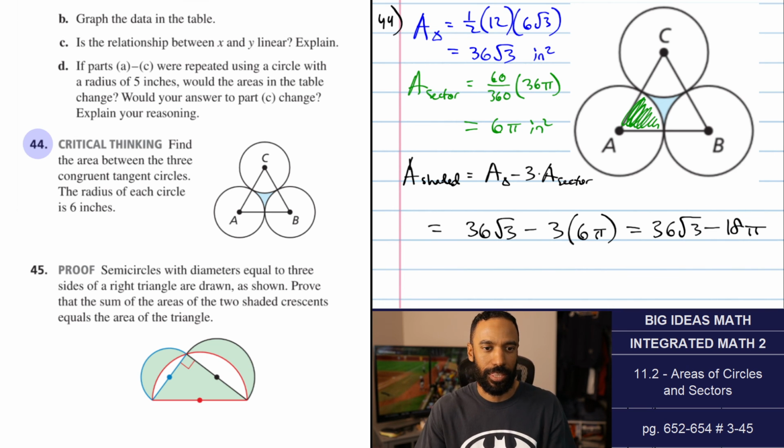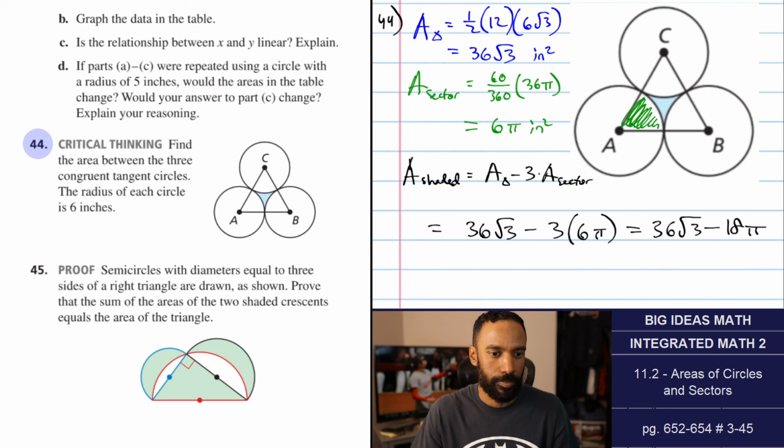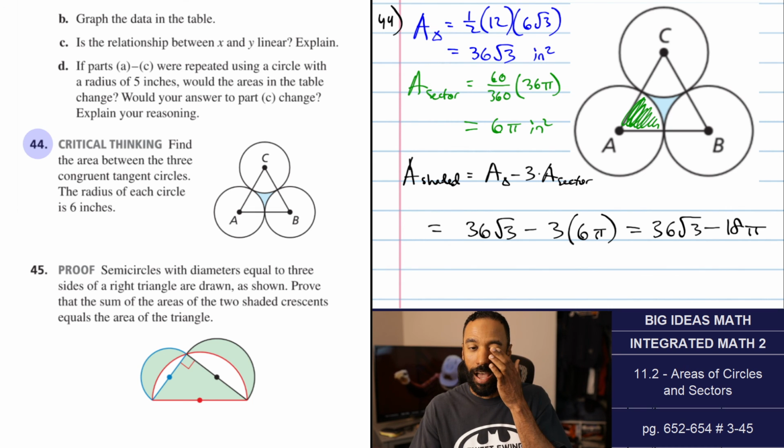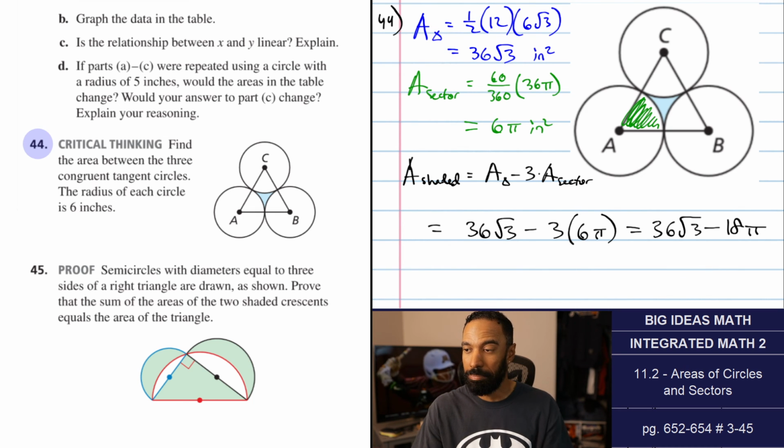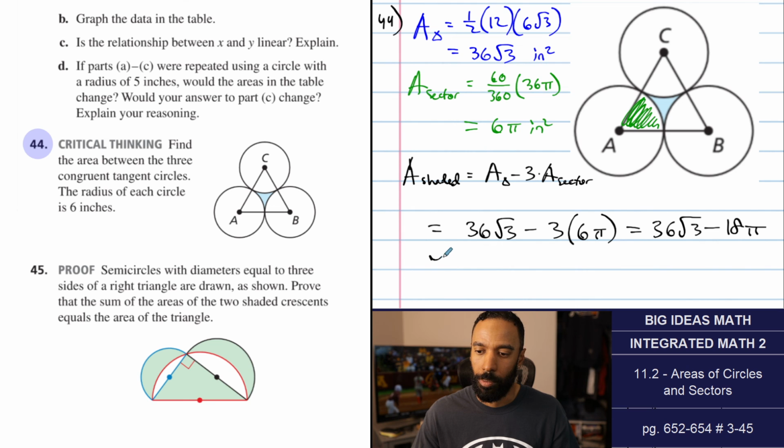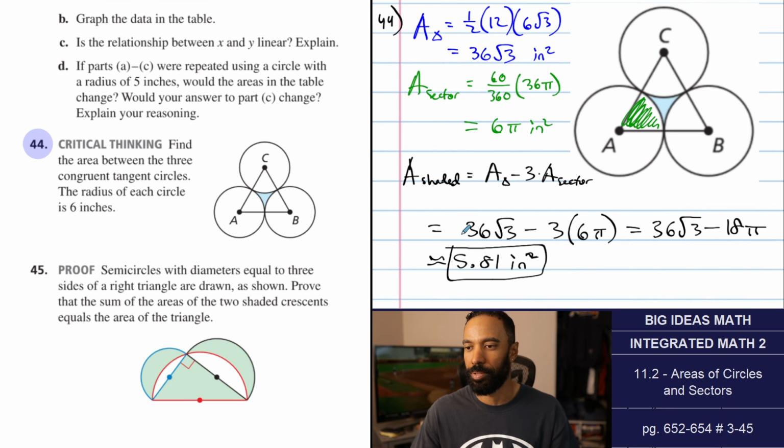Okay, I'm going to calculate that. That should be it. 36 root 3 minus 18 pi. 5.81, about 5.805. So about 5.81 square inches. And that's my story, and I'm sticking to it.